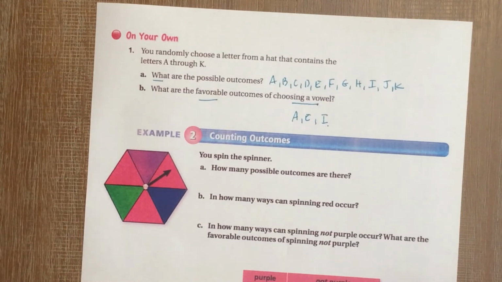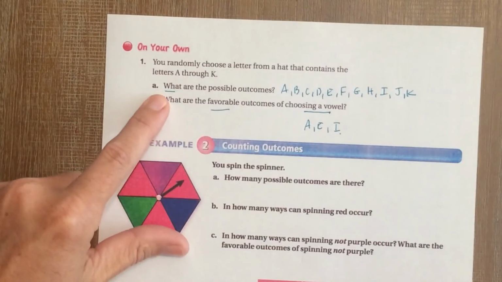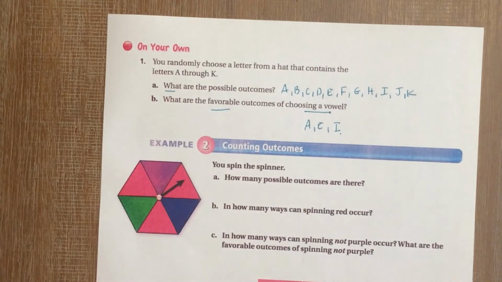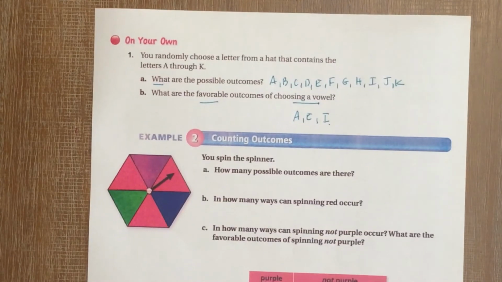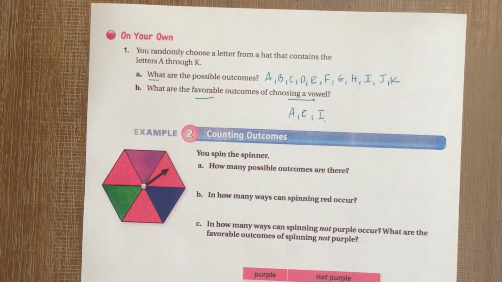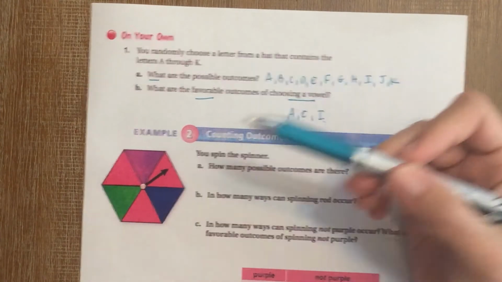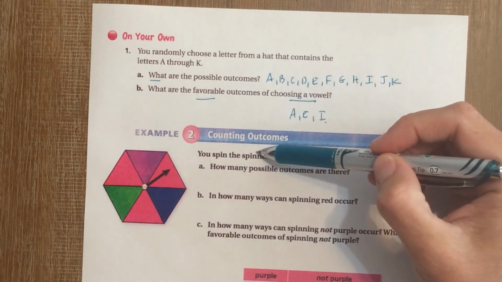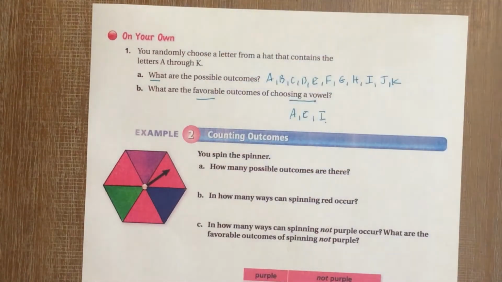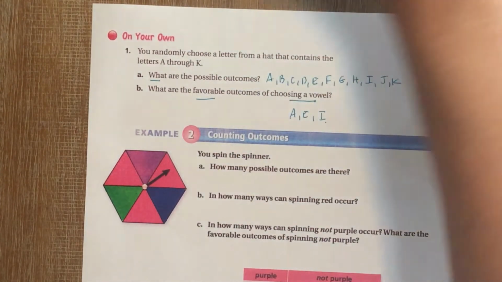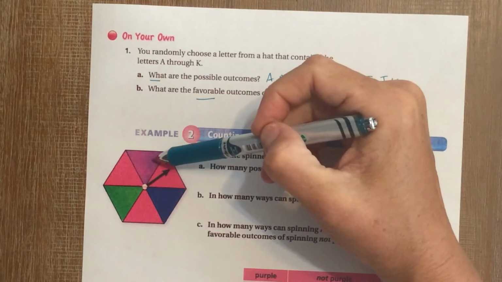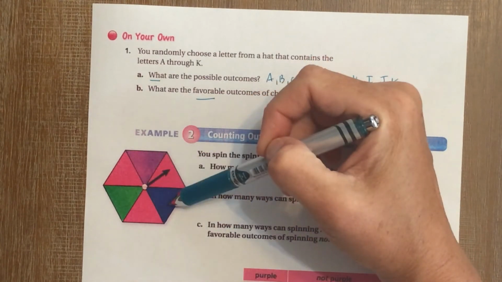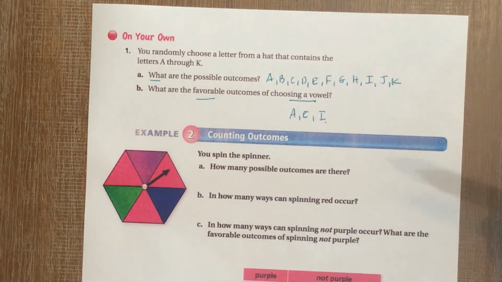Counting outcomes. So this is where the language is changing from what to how many, okay? It's very nitpicky and precise. And my printer's getting a little funky, so you're going to have to bear with me with the colors, okay? You spin the spinner. How many possible outcomes are there? Well, I tell you, this is purple, these ones are going to be red, this is green and blue. So how many possible outcomes are there?